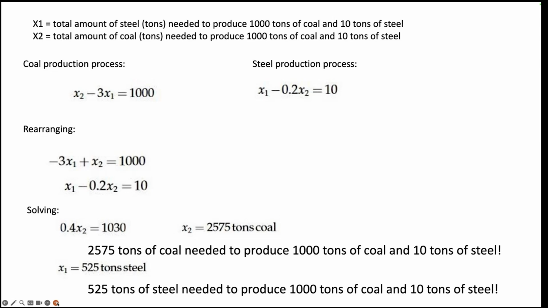All right, so here we've got a very simple calculation your book goes through. So X1 is the amount of steel in tons needed to produce 1,000 tons of coal and 10 tons of steel. And X2 is the amount of coal in tons needed to produce 1,000 tons of coal and 10 tons of steel. So X2 minus 3X1 equals 1,000, X1 minus 0.2X2 equals 10. You have to rearrange, solve. And when you do that, you get these numbers.